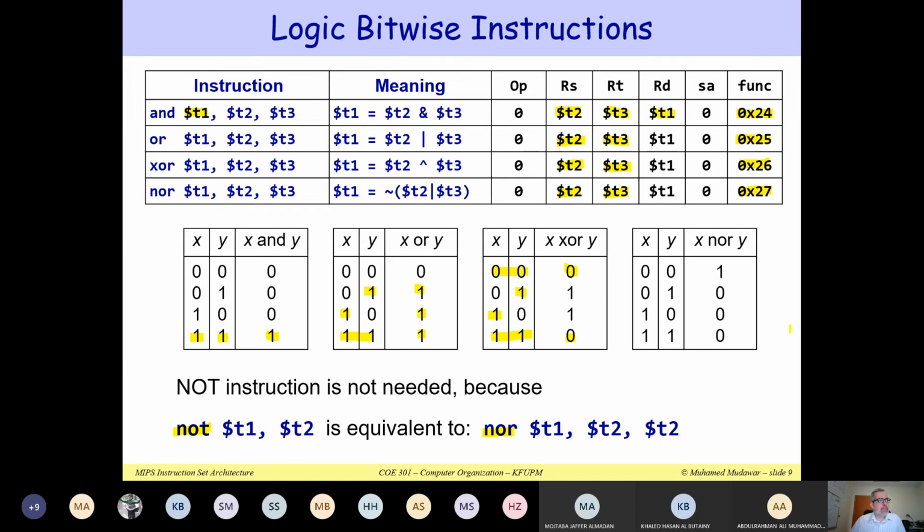Is this clear? These are called the logic bitwise instructions because they operate on the 32 bits bitwise, bit by bit.